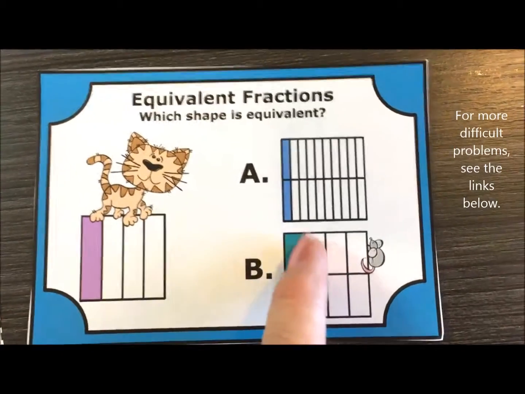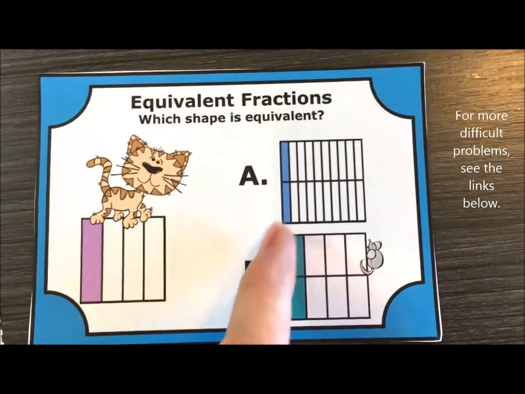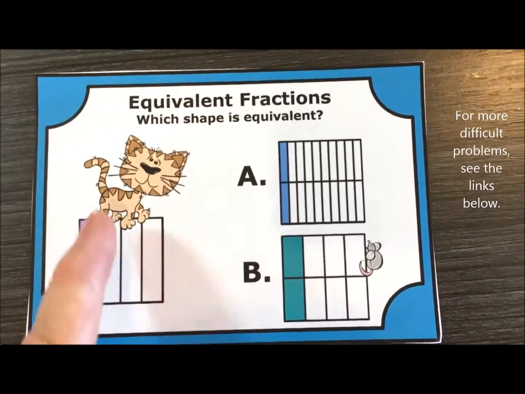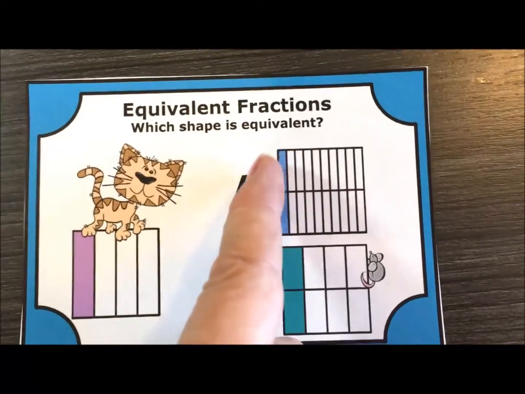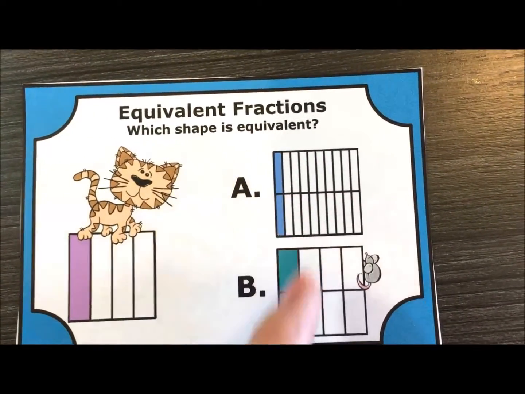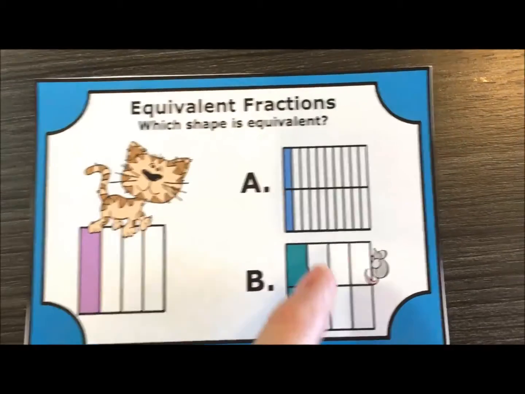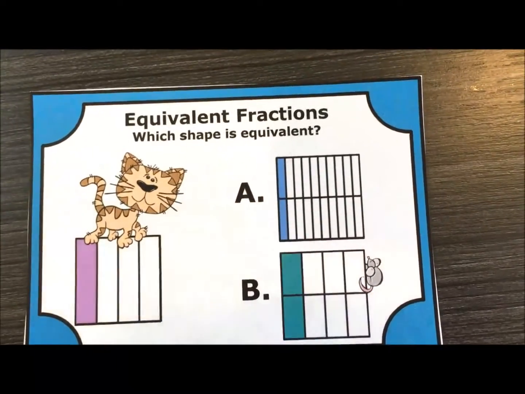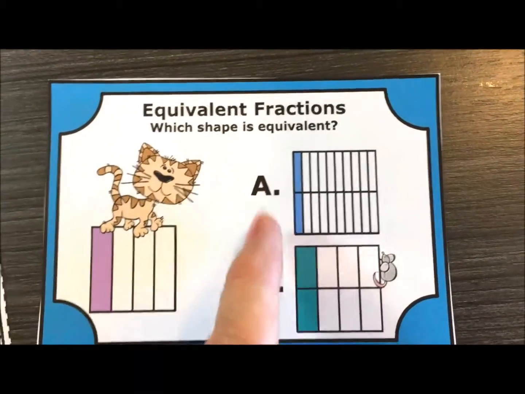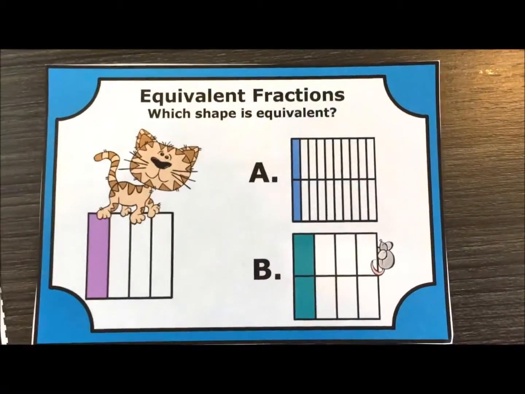The shaded parts are the same size altogether. This one is too small. It's not the same shaded amount altogether. So A is not correct, B is correct.